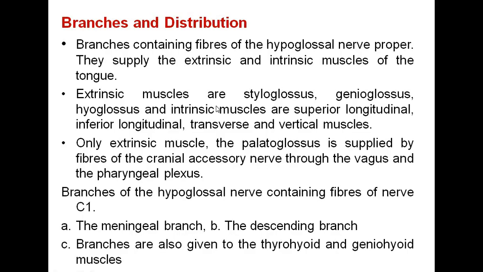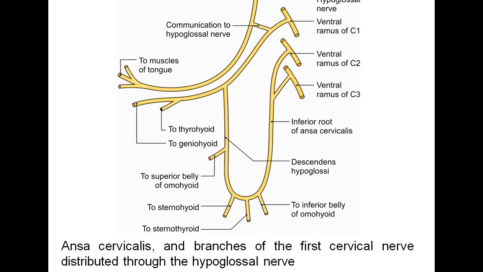About the branches and distribution. The branches containing fibers of the hypoglossal nerve proper supply the extrinsic and intrinsic muscles of the tongue except palatoglossus. The only extrinsic muscle, palatoglossus, is supplied by the cranial accessory nerve through the vagus and the pharyngeal plexus. The branches containing fibers of nerve C1 are the meningeal branch and the descending branch, or descendens hypoglossi. Branches are also given to the thyrohyoid and geniohyoid muscles. So these are the branches and distribution of the hypoglossal nerve.